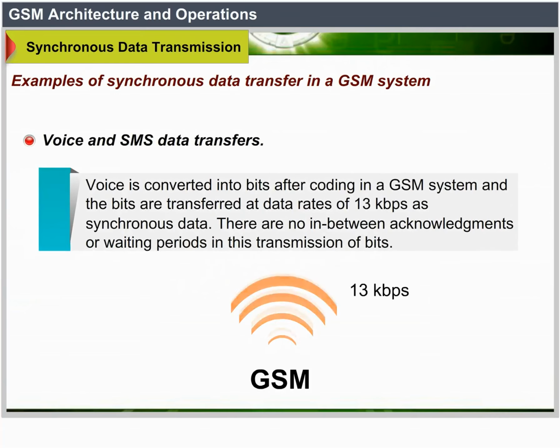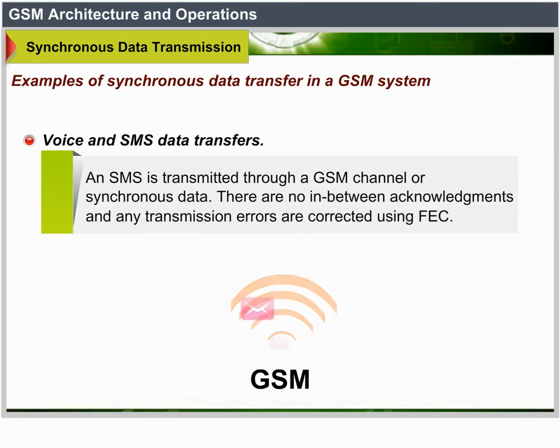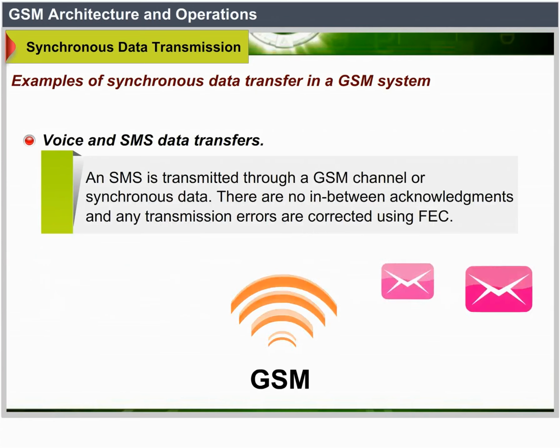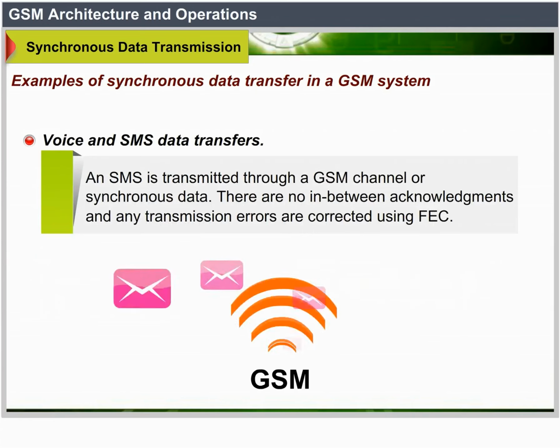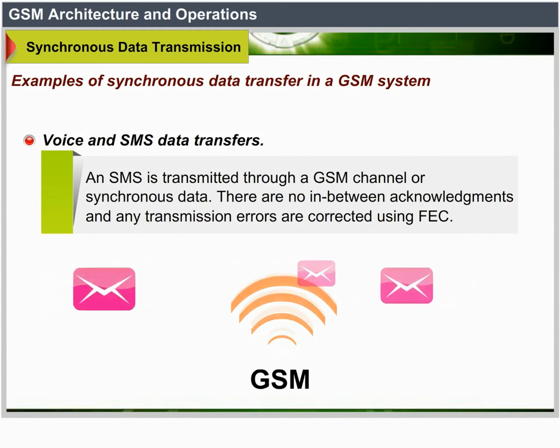Voice is converted into bits after coding in a GSM system, and the bits are transferred at data rates of 13 kbps as synchronous data. There are no in-between acknowledgements or waiting periods in this transmission of bits. An SMS is transmitted through a GSM channel as synchronous data. There are no in-between acknowledgements and any transmission errors are corrected using FEC.